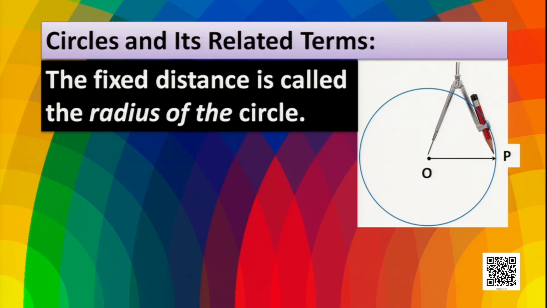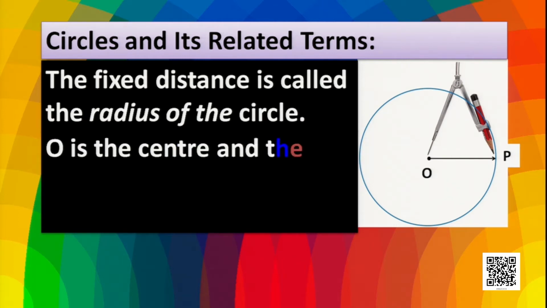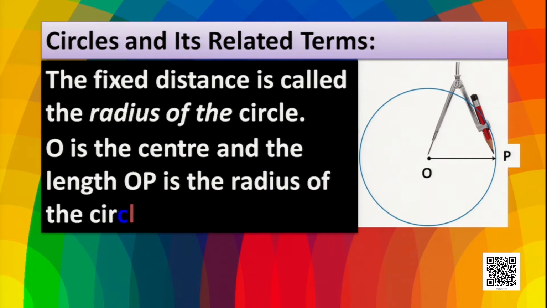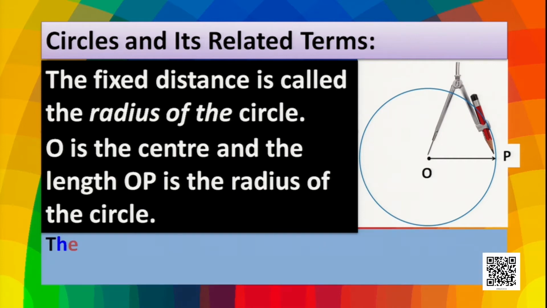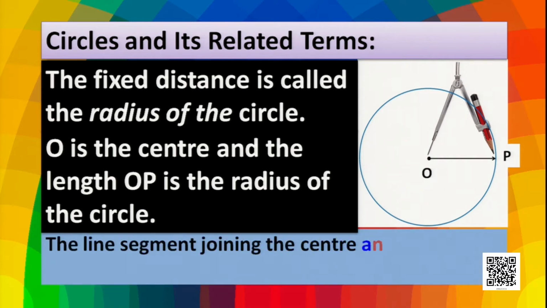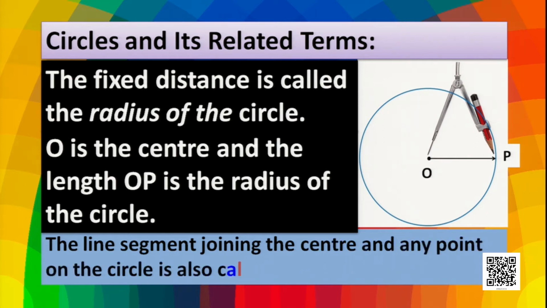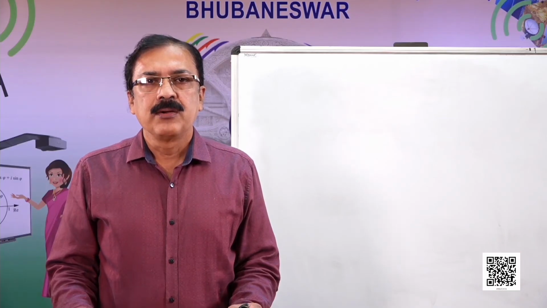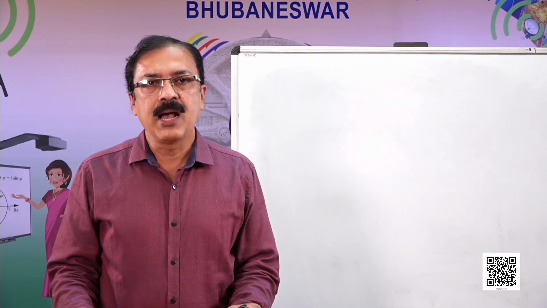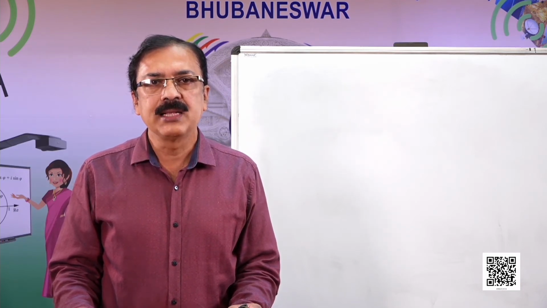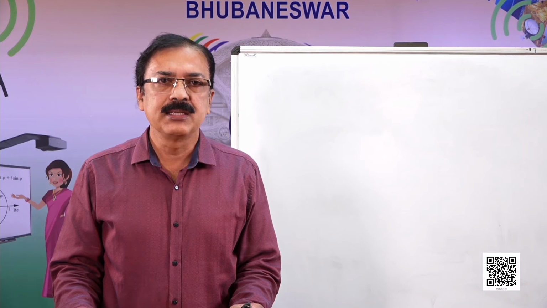Now, in this figure, O is the center of the circle and the length OP is called the radius of the circle. Now, the line segment which joins the center O and a point on the circle P is called radius. That means we can consider the radius as a length as well as a line segment, as and when it is required.